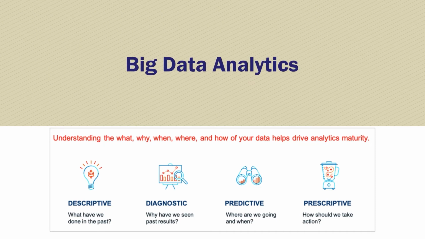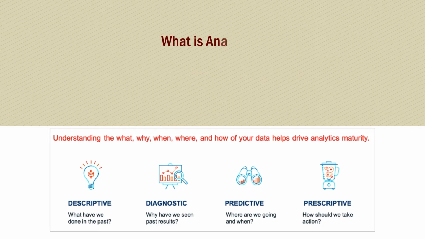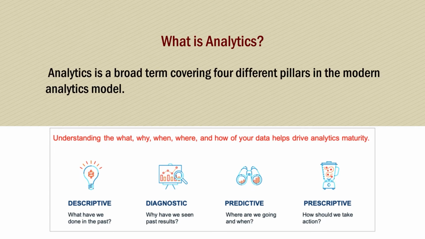Now let's look at big data analytics. When we say big data analytics, let's first understand what analytics is. Analytics is a broad term covering four different pillars in the modern analytics model, starting from descriptive analytics, diagnostic analytics, predictive analytics, and finally prescriptive analytics. In descriptive analytics, we look at what we have done in the past. In diagnostic analytics, we look at why we have seen that data in the past.